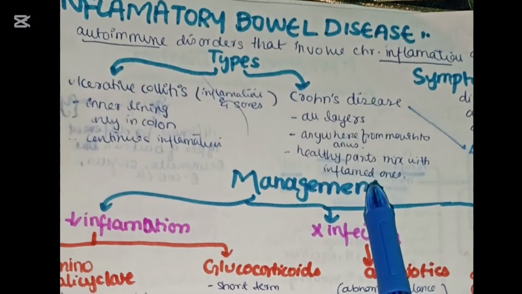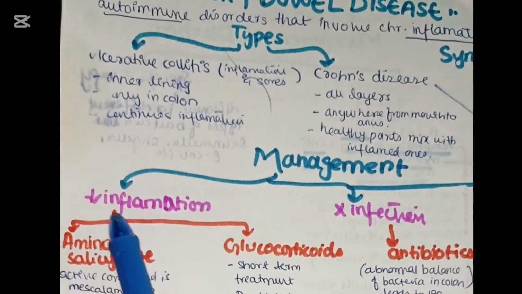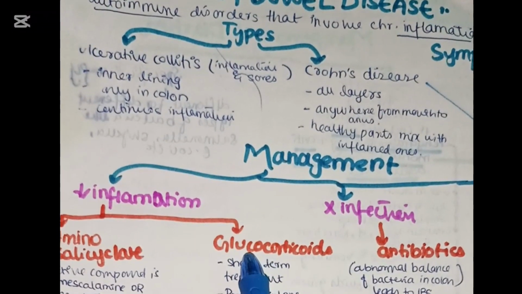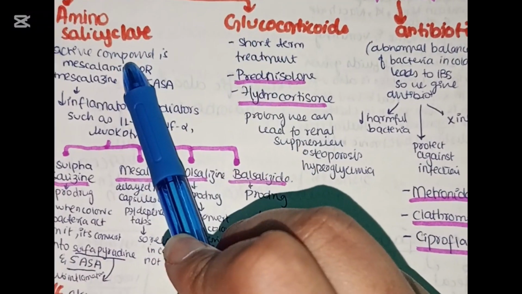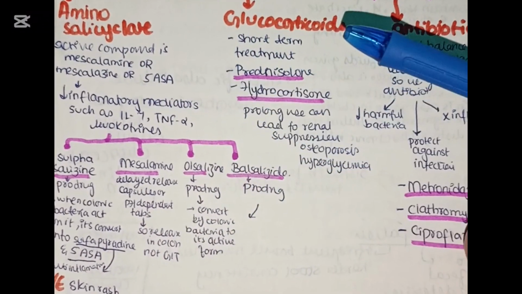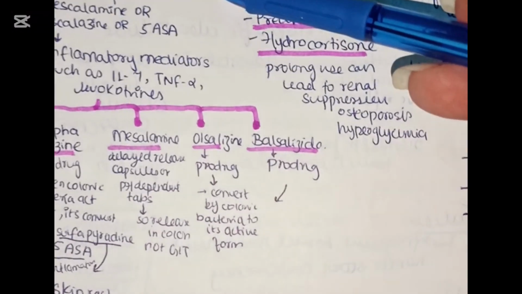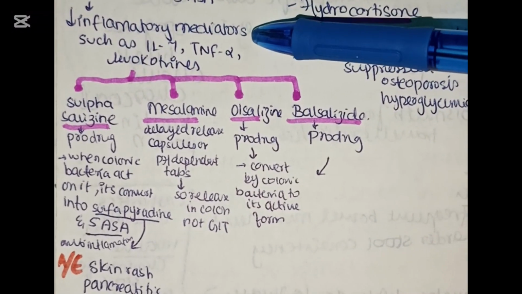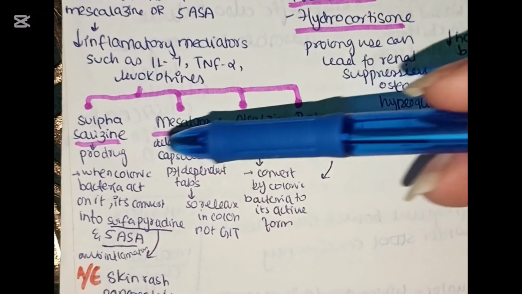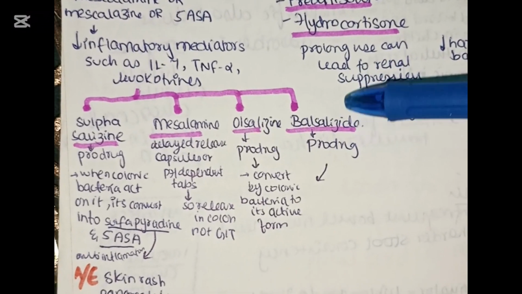Now we'll discuss the management of IBD. First is to reduce the inflammation. We have two types of drugs in this, aminosalicylates and glucocorticoids. Aminosalicylates reduce the inflammation in the digestive tract and they can be taken as pills, enemas or suppositories. They work by decreasing the inflammatory mediators in our body such as interleukin-7, TNF-alpha or leukotrienes. In this class, we have sulfasalazine, mesalamine, olsalazine, and balsalazide.